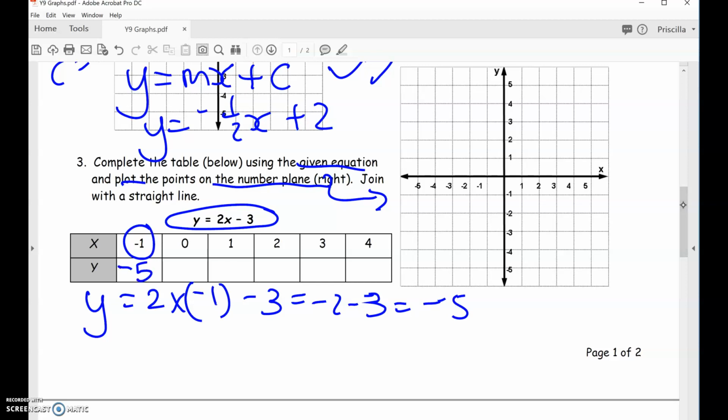The -5 is there. When x is 0, it's going to be -3 because 2 times 0 is 0. When x is 1, 2 times 1 is 2 minus 3 is -1. When x is 2, 2 2s are 4, minus 3 is 1. When x is 3, 2 3s are 6, minus 3 is 3. And 4 2s are 8, minus 3 is 5.